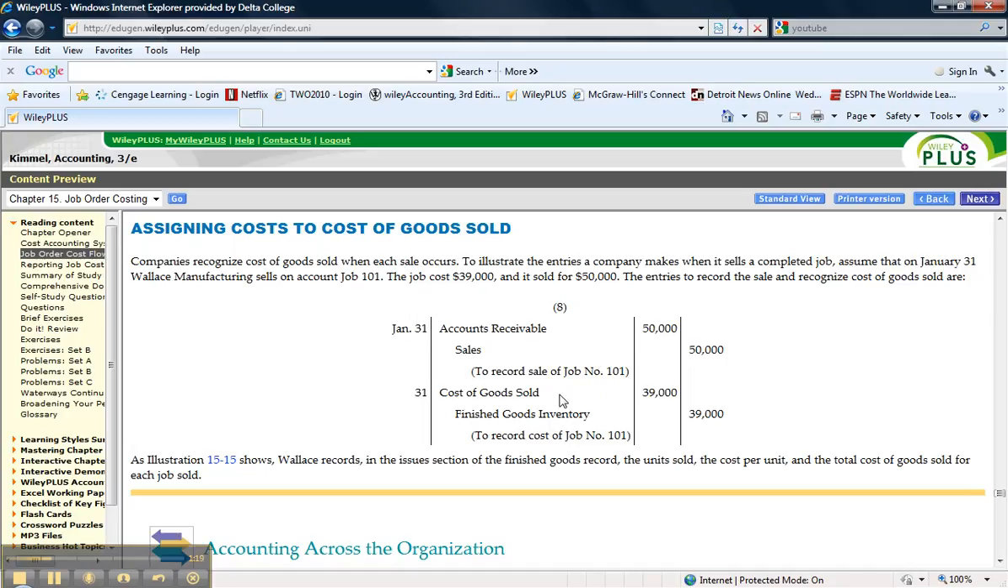And then here, this is the entry where we move our costs out of finished goods and into cost of goods sold. Cost of goods sold, being the expense, gets debited, and finished goods inventory is reduced by crediting it by $39,000. So that's moving the cost out of finished goods and into cost of goods sold.